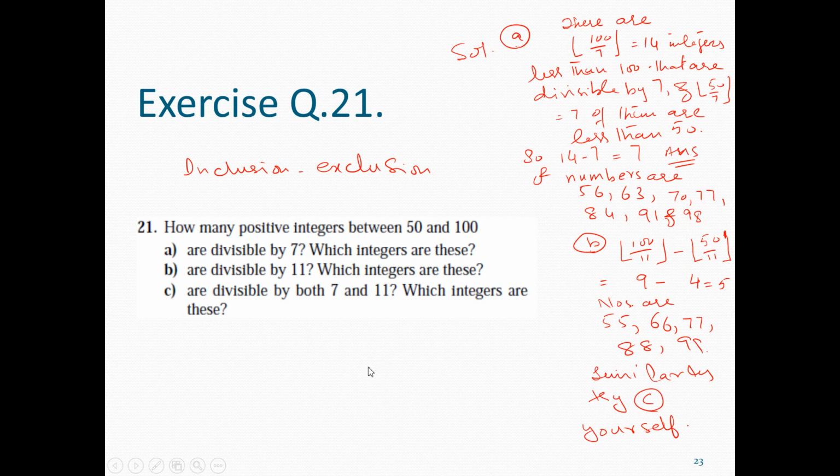Similarly, you can do part C on your own. Try it yourself and let me know if there is a problem.